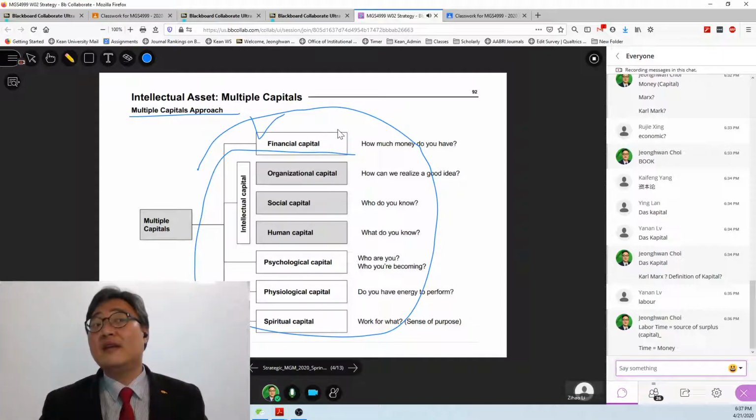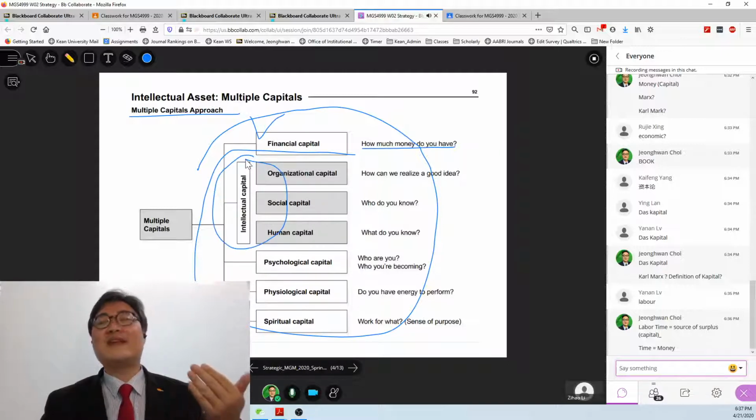And everybody thinks that is money. That's simply how much money you have. Exactly. However, there is another level, the intellectual capital. That's an intangible capital, like organizational capital. Why is Apple excellent in making money? How can we utilize a good idea? Because they are good at realizing an idea.